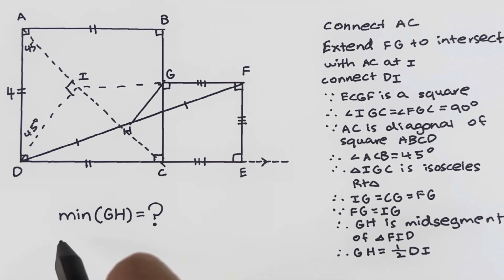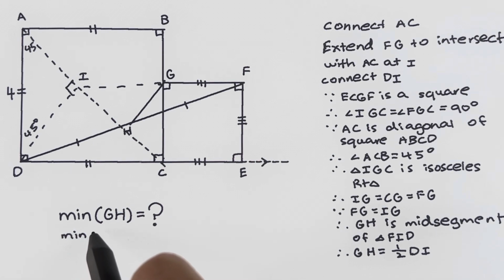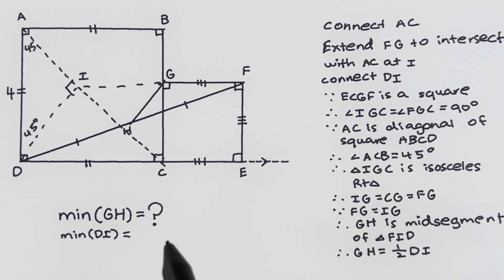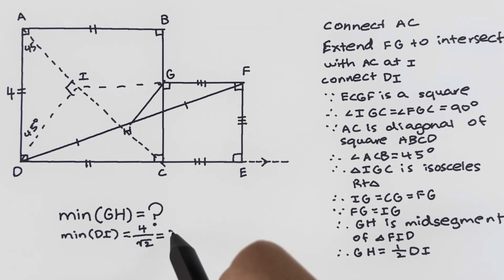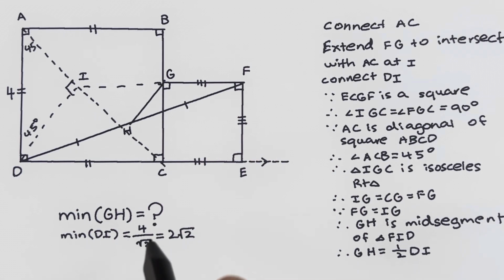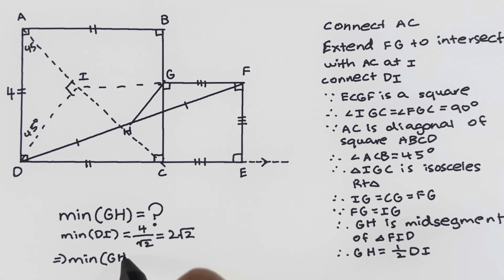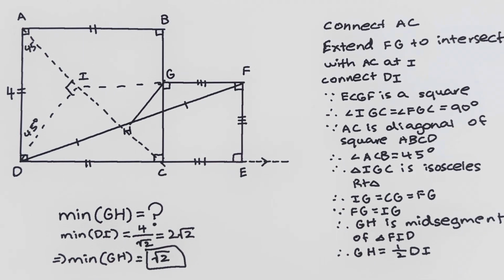So the minimum value of DI equals to 4 divided by square root 2. And this equals to 2 square root 2. Which will give us the minimum value of GH equals to 1/2 times 2 square root 2, which is square root 2. And that is how you solve this problem.